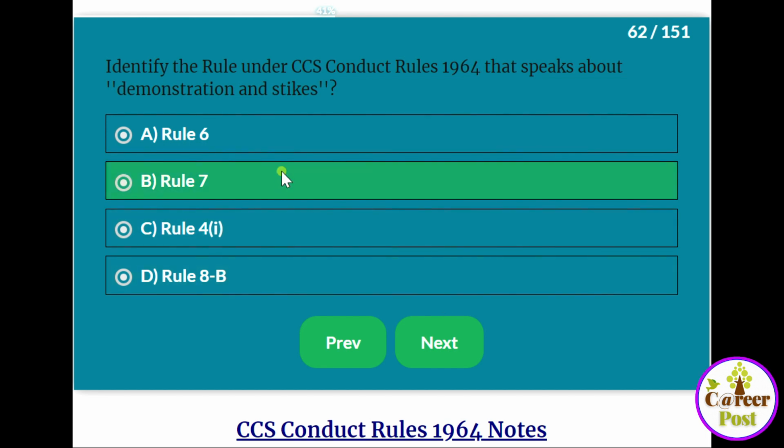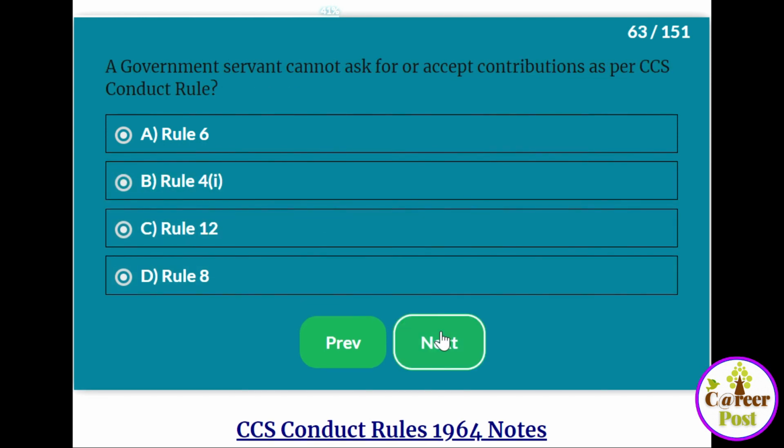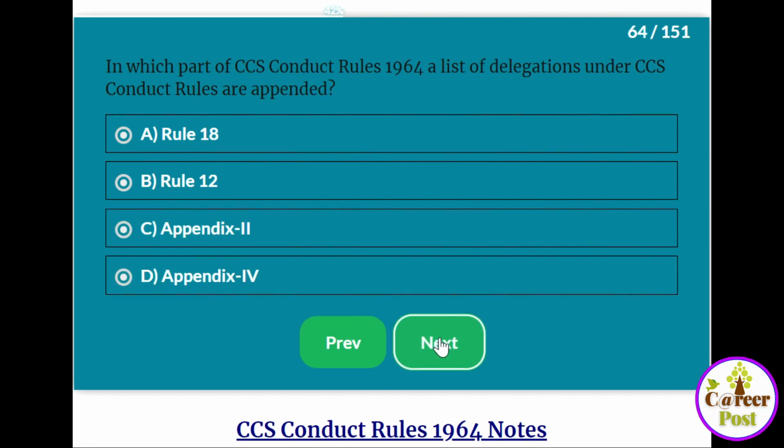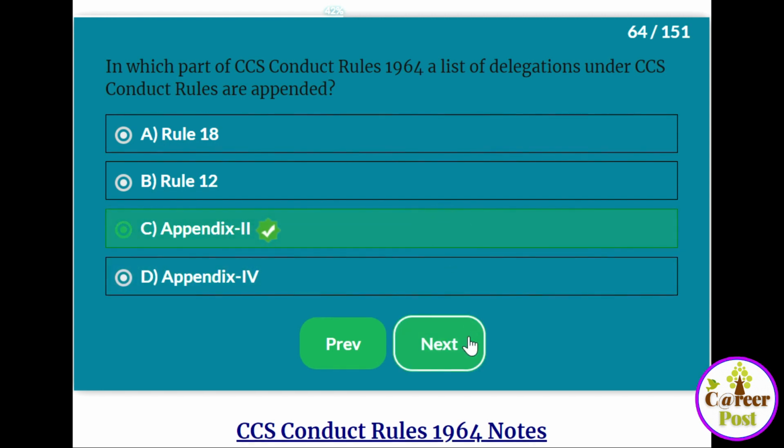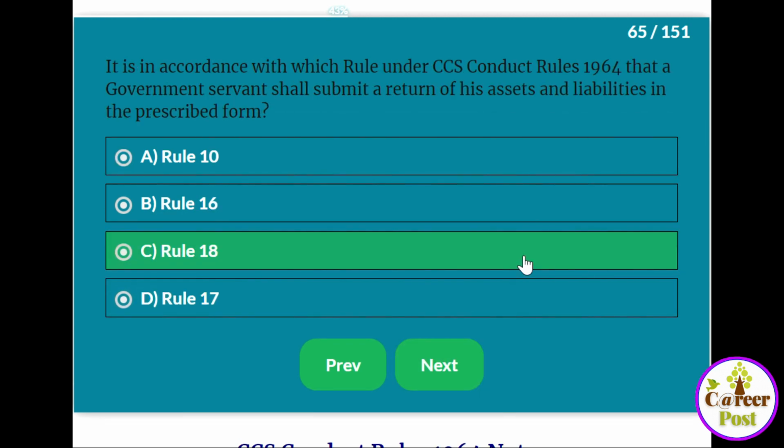It is Rule 7. A government servant cannot ask for or accept contributions as per CCS Conduct Rule 12. In which part of the CCS Conduct Rules a list of delegations under CCS Conduct Rules are appended? It is in the Appendix 2. It is in accordance with which rule under CCS Conduct Rules that a government servant shall submit a return of his assets and liabilities in the prescribed form.